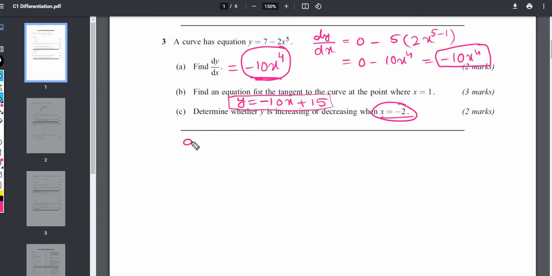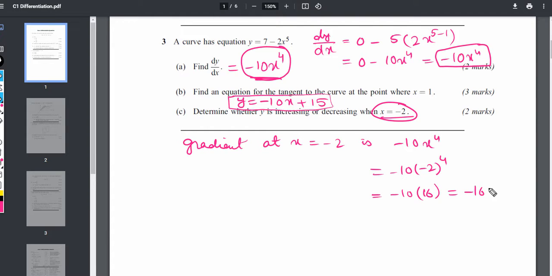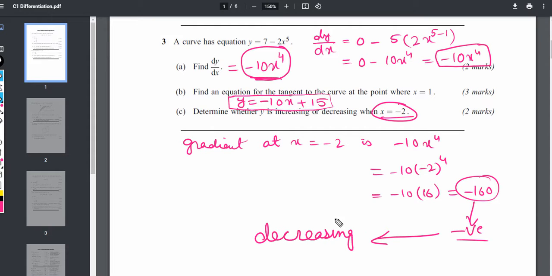Alright, so gradient at x equals to -2 is -10 x to the power of 4. That will be equal to -10 times -2 to the power of 4. So it will be like -10 times, now 2 times 2 times 2 times 2, it will be 16, positive 16. So I'll get -160. That is a negative value. So because my value is negative, it means the gradient is negative, hence my function is decreasing. So this is how I can use the concept of differentiation to identify whether the function is increasing or decreasing. Now let's do another question.